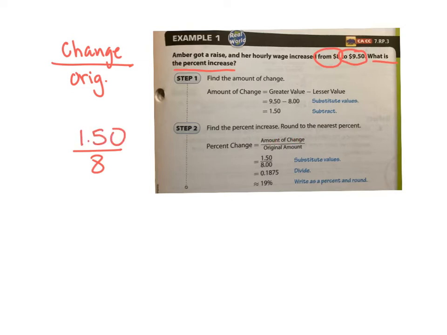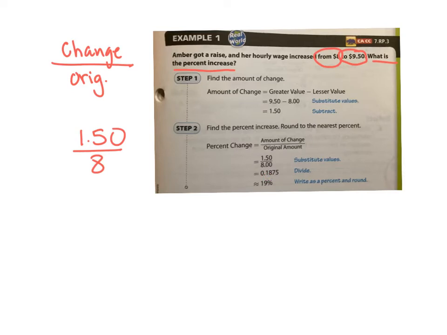Then you've got amount of change over original amount. That's what we have here. $1.50 over $8. Run it through your calculator. You're going to get 0.1875. Round it to the hundredths place, though. We don't need to have all those decimal points. We're just going to round it to the hundredths place. So hundredths place is here at the 8. 7 is an up number, so that would round to 0.19.